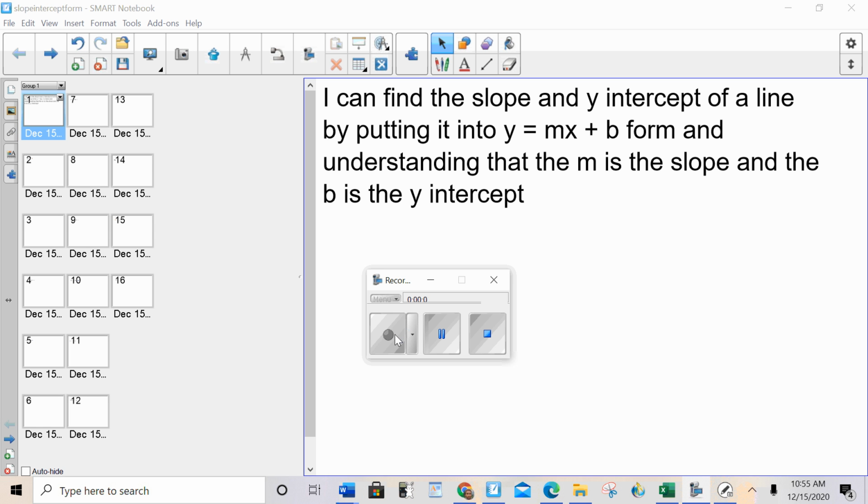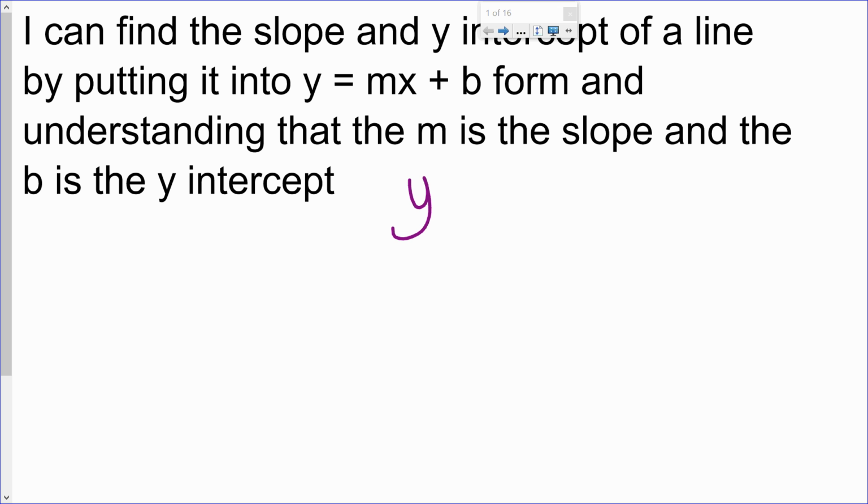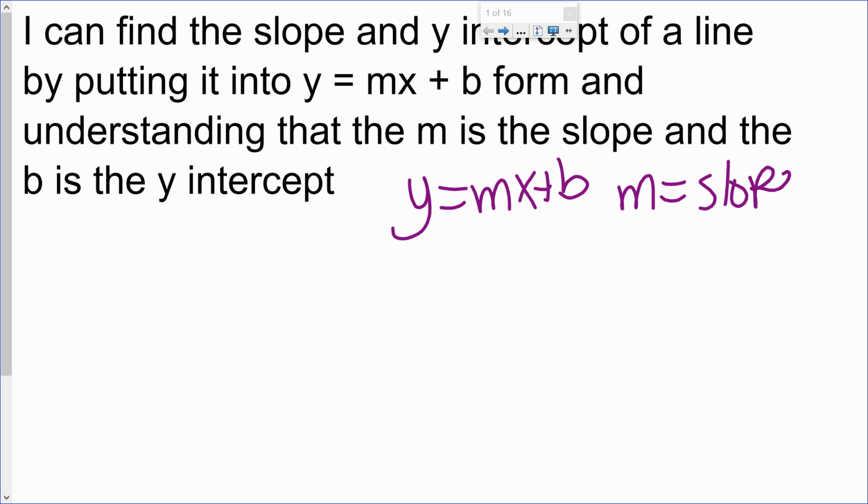Hello everybody, today we start a very small unit that deals with the equation of lines. Today I can find the slope and y-intercept of a line by putting it into y equals mx plus b form and understanding that the m is the slope and the b is the y-intercept. So basically my standard form for the equation of a line, and you should have seen this before, is y equals mx plus b, where m is the slope and b is the y-intercept.